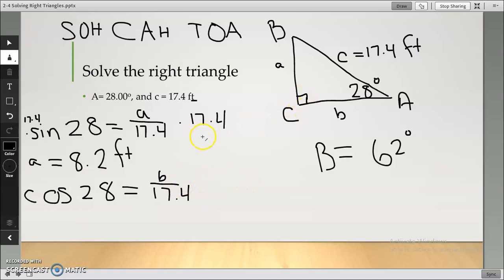So I'm looking for side B. This is cosine of 28 is equal to the adjacent, which is my side B, over my hypotenuse, which is 17.4. Again, I will multiply both sides by 17.4 to get my B by itself. And so I get B is equal to 17.4 times cosine 28, and I get 15.4 feet.